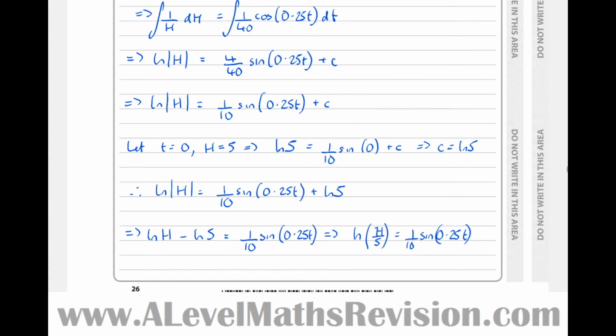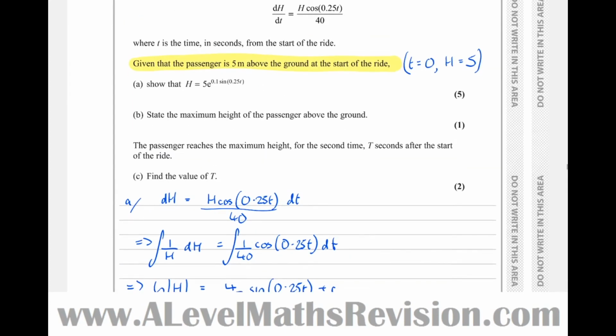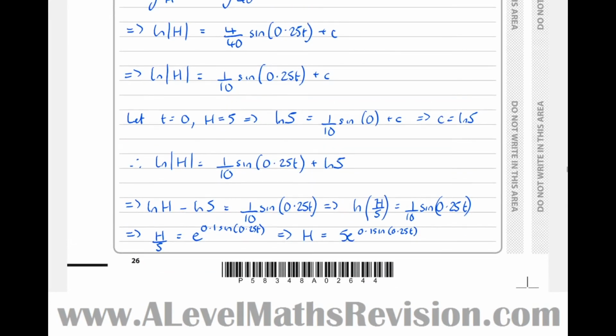So now we e both sides. The left hand side becomes h over 5 equals e to the power of, and rather than a tenth I'm going to write 0.1 so that it fits nicely in the power, sine of 0.25t, which implies h equals 5 e to the 0.1 sine of 0.25t, which is what we were asked to show. There it is there. So h equals 5 e to the 0.1 sine of 0.25t, which we've got here.